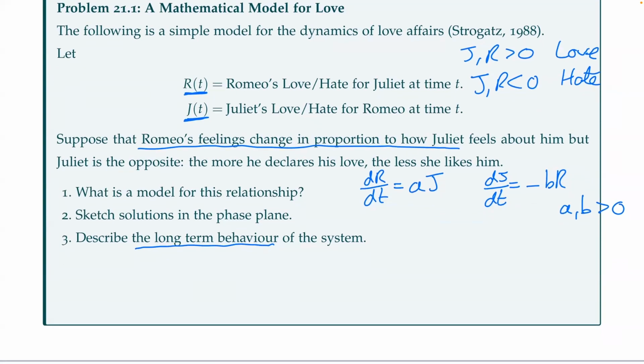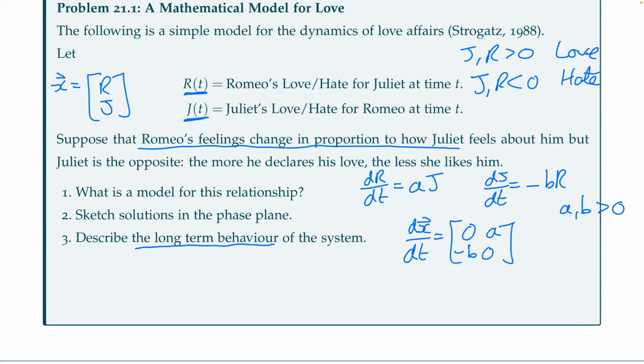So just to write this in matrix form, we set X to be our vector. So I'm going to set X to be (R, J). Like when we did our population models before, it doesn't matter the order I use as long as I'm consistent. So I could have done (J, R). I'm going to do (R, J) here. Here we have the matrix [0, A; -B, 0] times X.